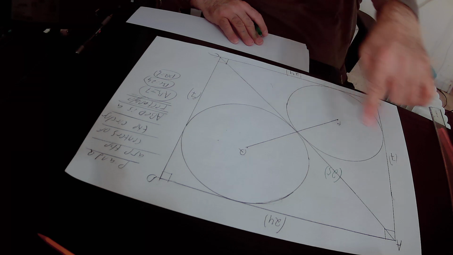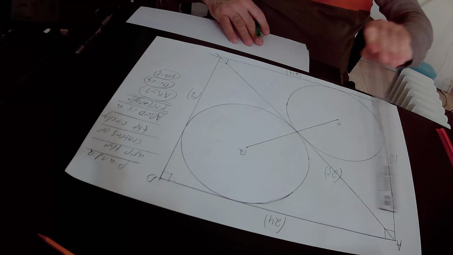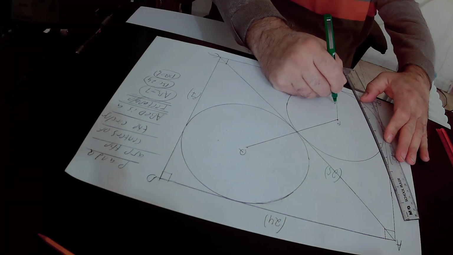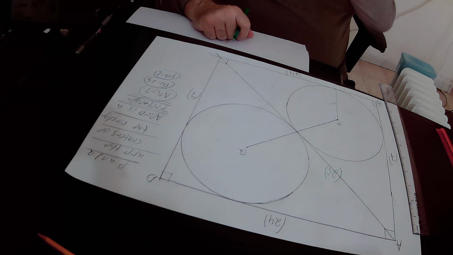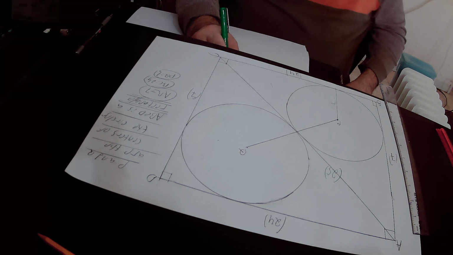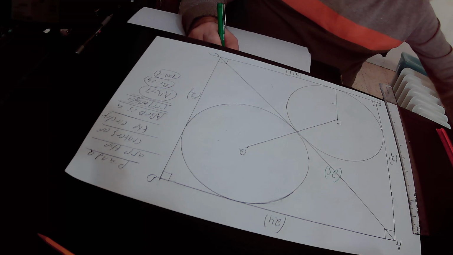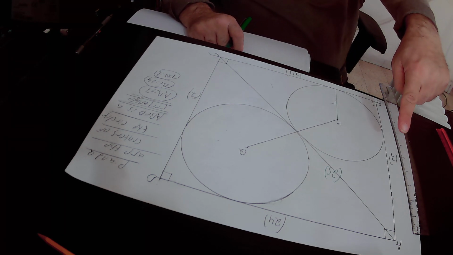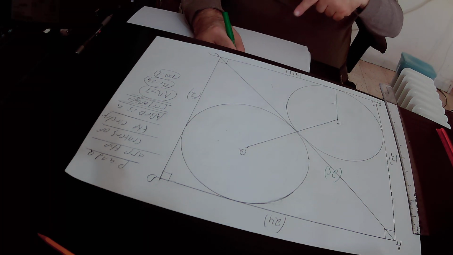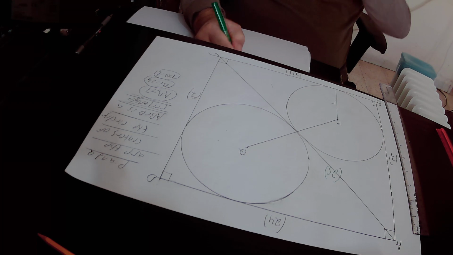We'll focus on the left circle here. We define the radius of this circle as R. The radius R of this circle will be equal to AB, that is 7, plus BC, that is 24, minus the length of the hypotenuse AC, that is 25, over 2.